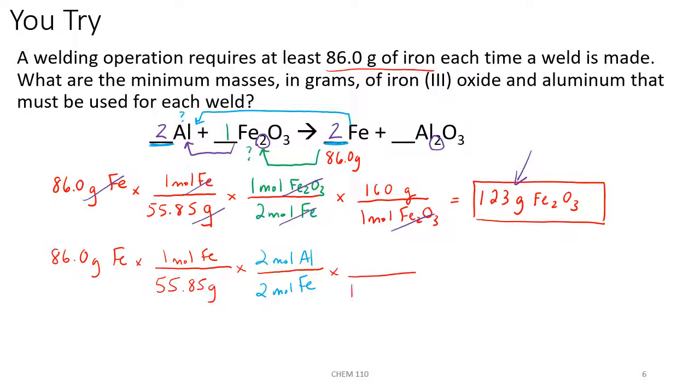From our moles of aluminum, we want to convert to grams. Using the periodic table, we can see that the atomic mass for 1 mole of aluminum is 26.9 grams. Our grams of iron cancel, our moles of iron cancel, moles of aluminum cancel, and we have our mass of aluminum in grams, which should come out to be about 41.6 grams of aluminum.